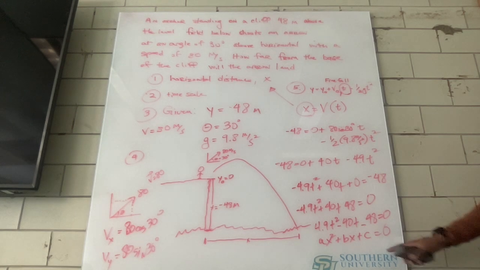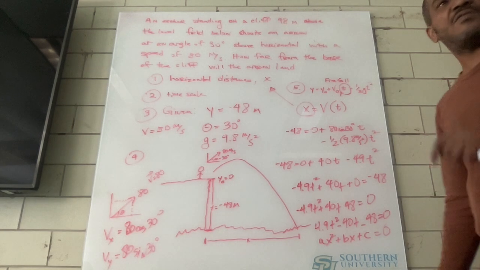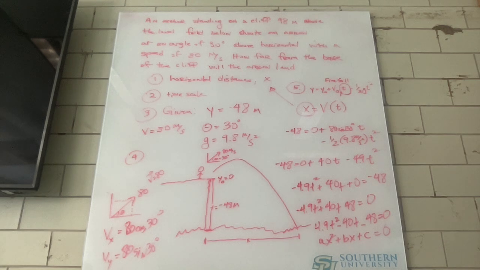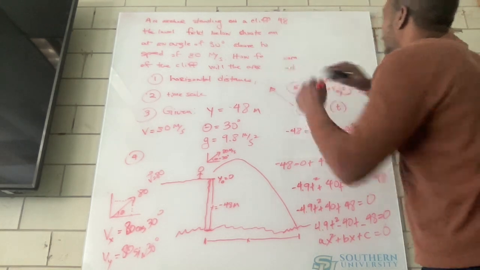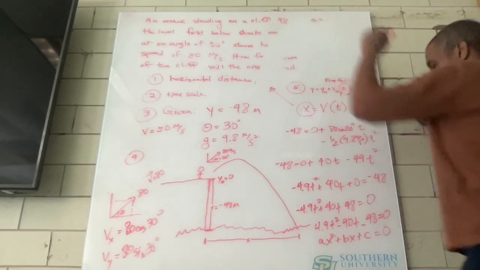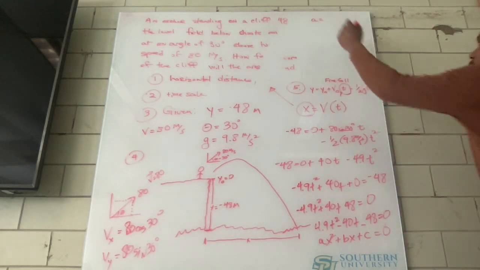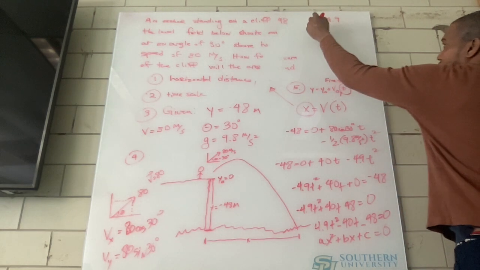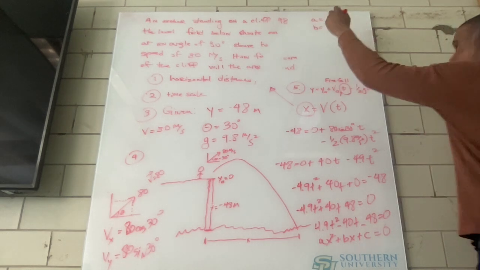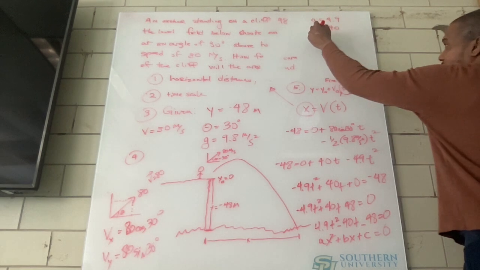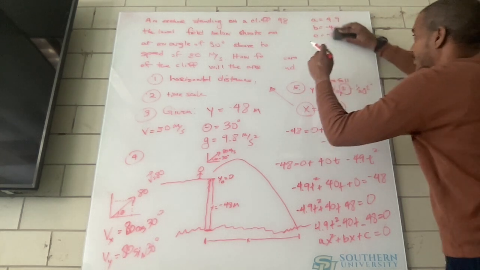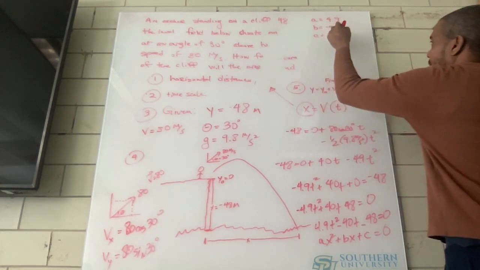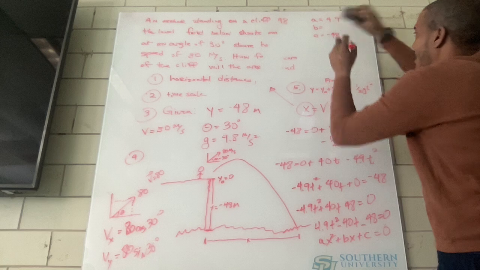So now once we do that, then we can do what? Solve. Because now we know what? A is equal to what? Somebody tell me what A is equal to? 4.9. B is equal to negative 40. And C is equal to what? Negative 48. Now if I plug them in, I should get my time.